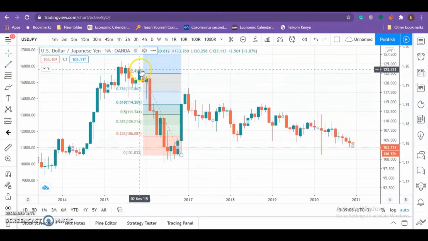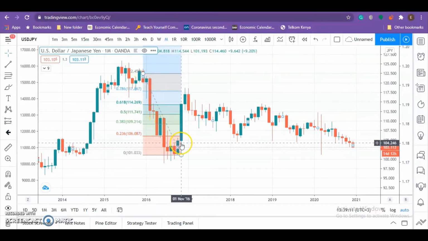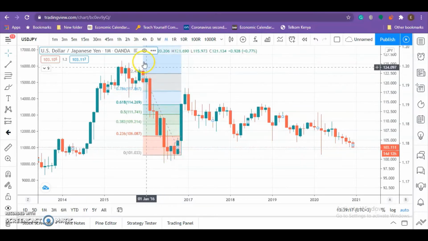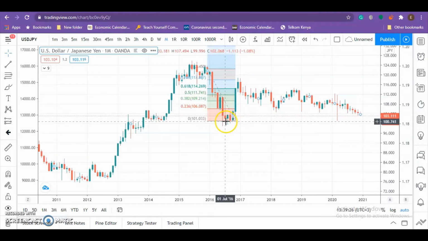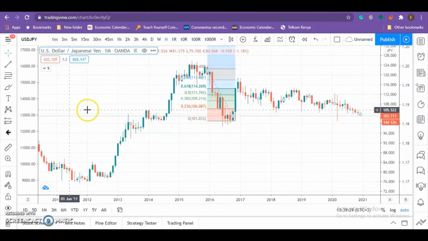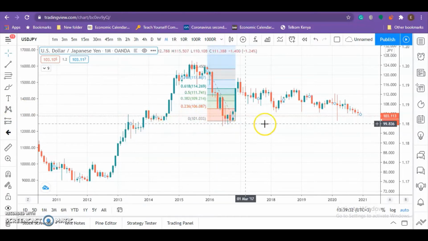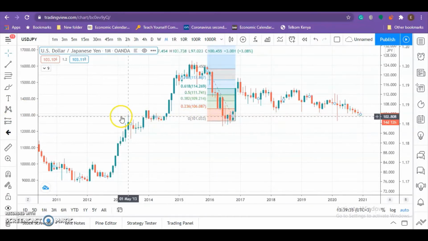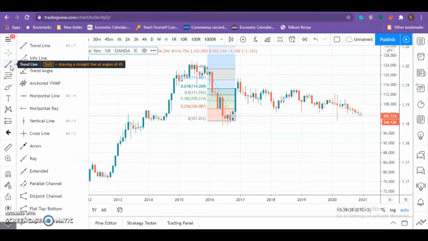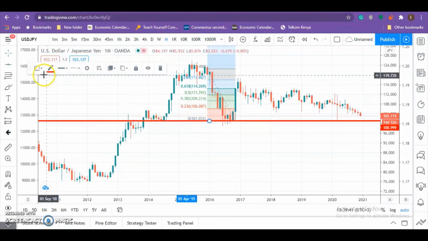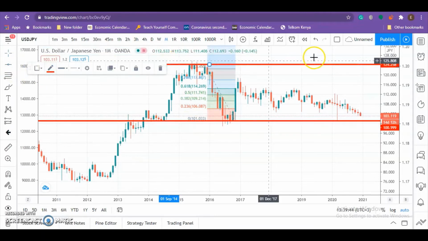So assuming that we track this downfall from November 2015 to September 2016. Now we are at September, and we really wanted to know where to go next after this. So if you look at this general graph, you can see that we have some sort of support here. So we are going to go ahead and put a support right over here, and also a resistance right over there.